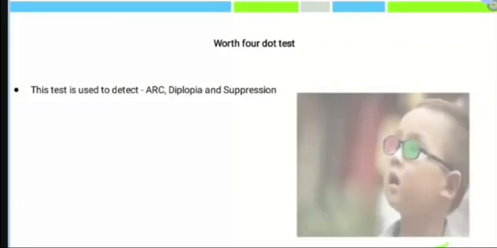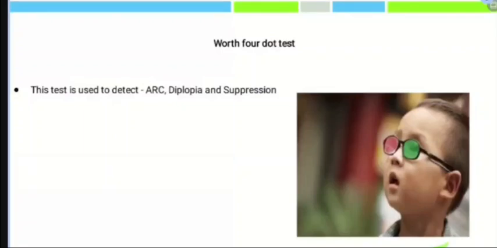So our next test is the Worth 4 dot test. The Worth 4 dot test is also a common test which takes only a few quick minutes, and it is very useful in detecting all three things in your eyes, which are abnormal retinal correspondence, diplopia, and suppression. Whenever your binocular parameters are affected, these parameters will also be affected.